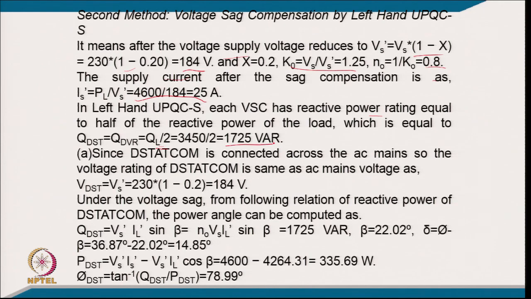So, that comes to 1725 VAR, and since the DSTATCOM is connected across the AC mains, the voltage rating of the DSTATCOM is the same as the source voltage. So, it becomes 184, and under voltage sag, from the following relation of reactive power, the power angle can be calculated. So, typically beta comes to 22 and delta comes to typically 14.85, and we can calculate the power of the DSTATCOM from this relation. It comes to 339.69.